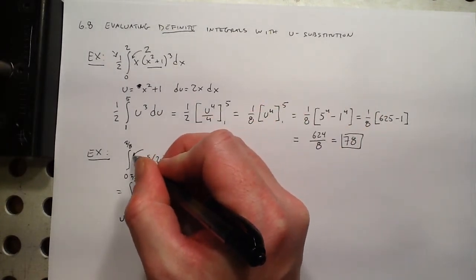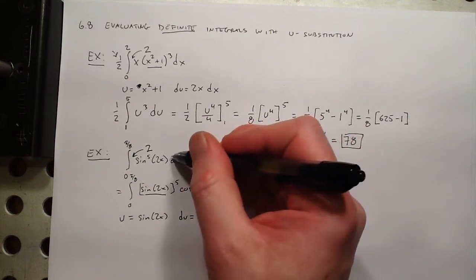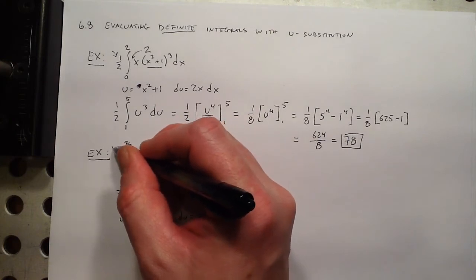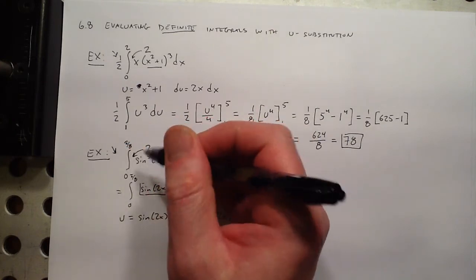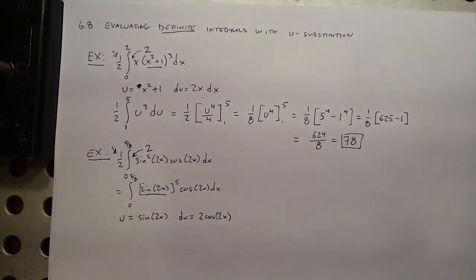So I'm going to go ahead and put the 2 in there that I need. You can stick it right there. I mean, if you want to put it right there, so you can see the 2 cosine 2x, that's fine too. And then I need a 1/2 there for balance. Okay. Now we're ready to make our substitution.